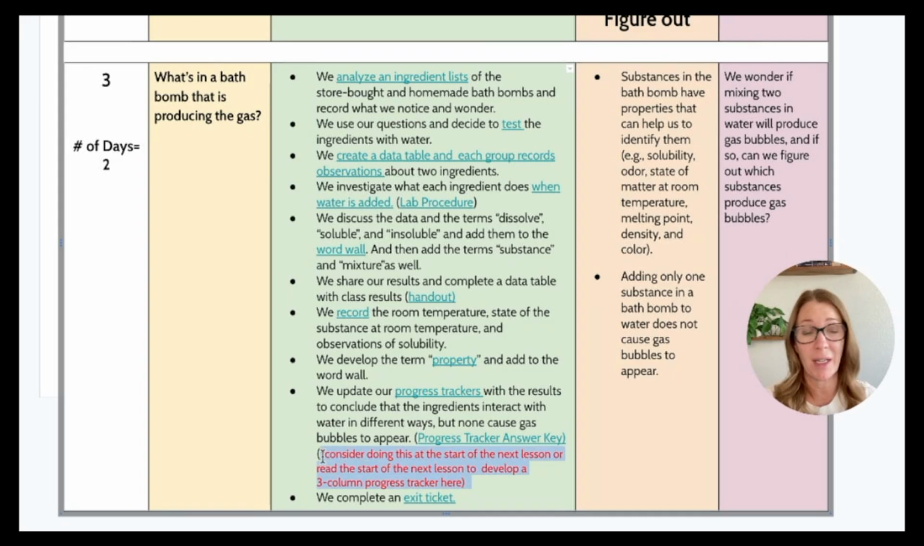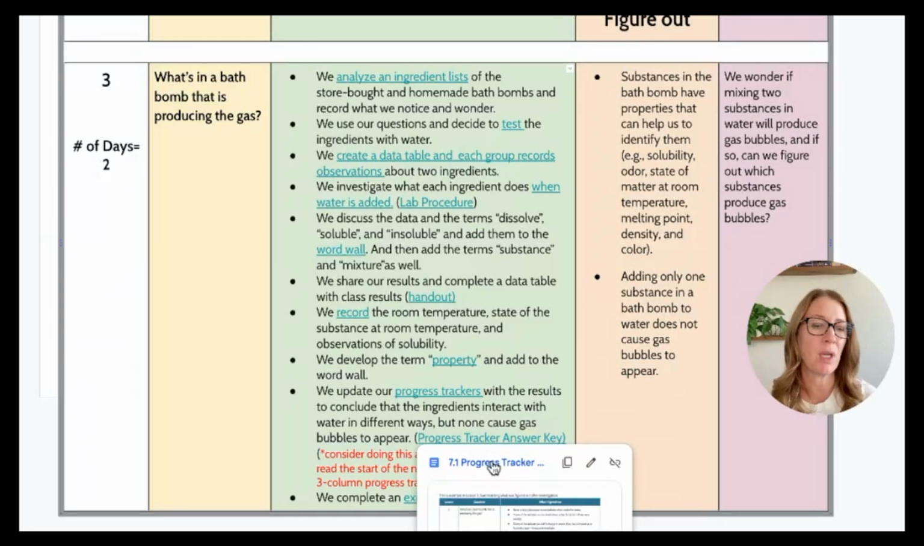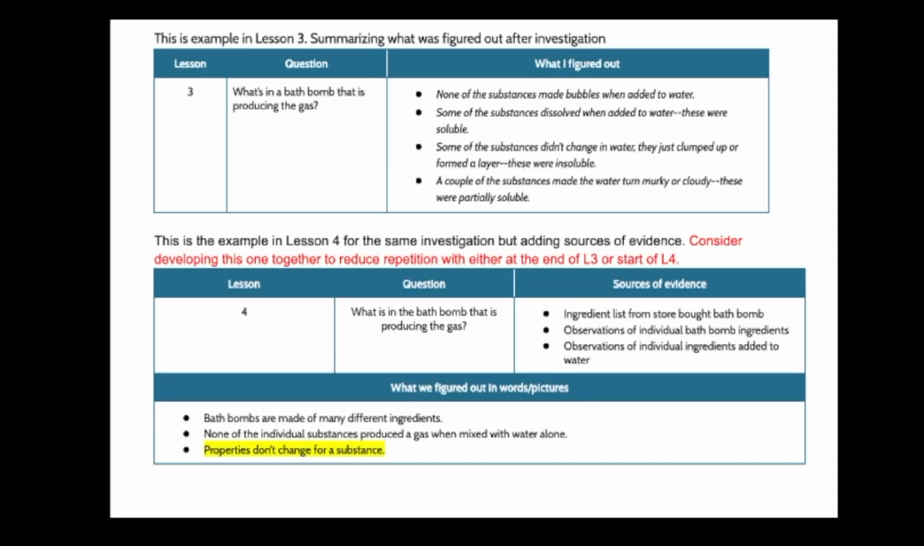I've also provided a template, a 4-column progress tracker, where you put where you got that evidence, and the evidence comes from our investigation. So that's our source of evidence. So that should be on my website, a template that you can use for a progress tracker. Here's an answer key. It shows you what should be in the progress tracker from lesson 3 and lesson 4.